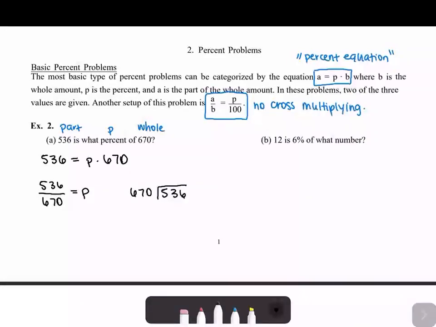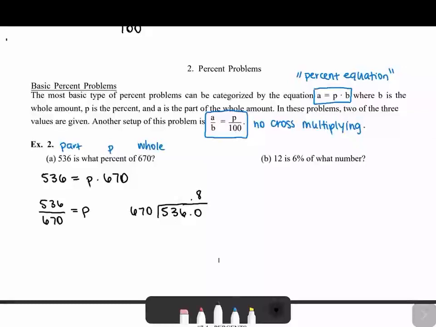So because 536 is less than 670, we're going to have to add a decimal here. And let's think about how many multiples of 670 can go into 5,360. So it's not 10, because 10 multiples of 670 is 6,700. 9 still seems a little bit too big because 9 times 6 is 54. So let's see what happens when we do 8. So you can do this using some scratch work. I'm going to do some scratch work up here.